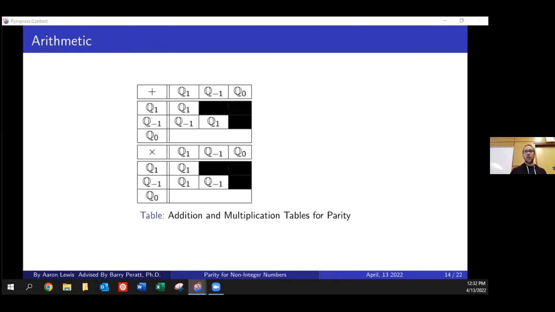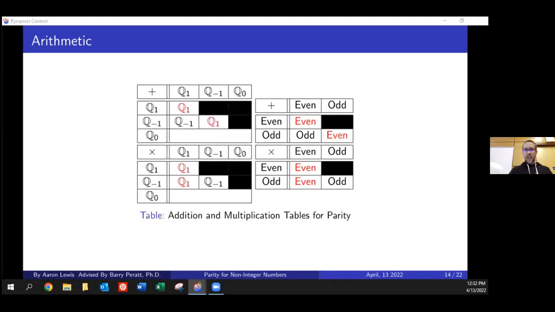And if we want to see whether some of the arithmetic properties of the numbers are preserved, we can compare addition and multiplication tables for our sets with the actual ones for the integers. We can see that the Q1 does line up with the even ones for addition and multiplication, and so do the odd. It does get a little more complex when you add in the neutral, or the Q0.